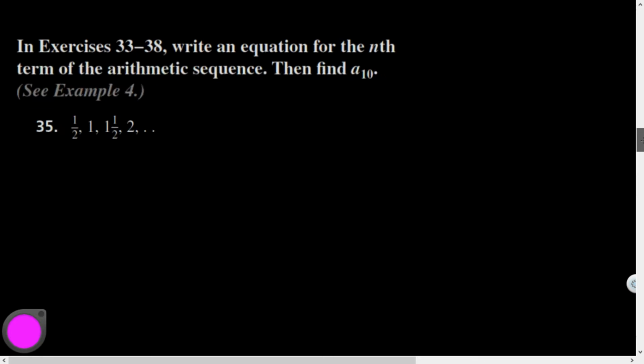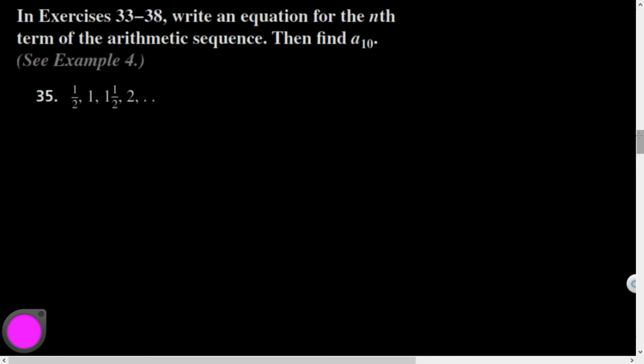All right, so it says write an equation for the nth term and then find the 10th term. Let's label some of these things. What is the first term that I have? What's the first term?